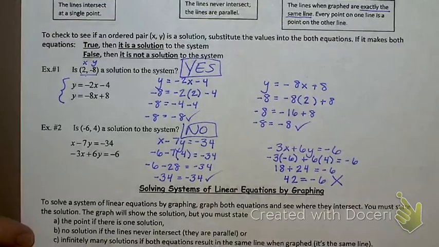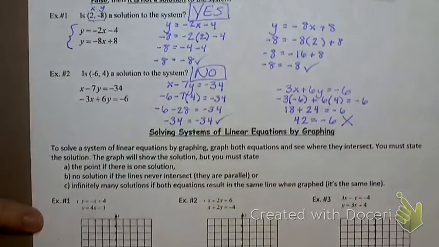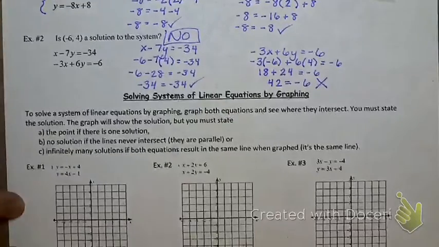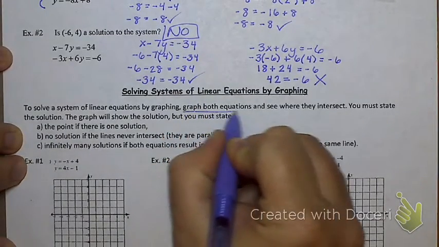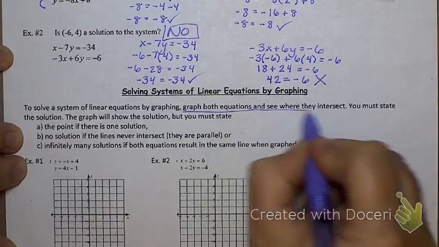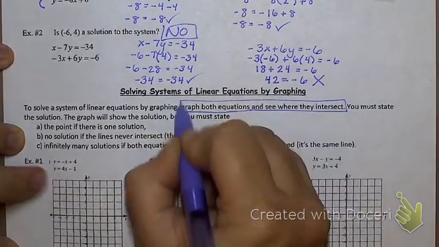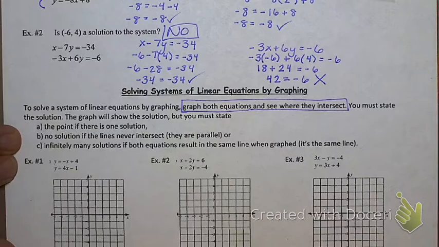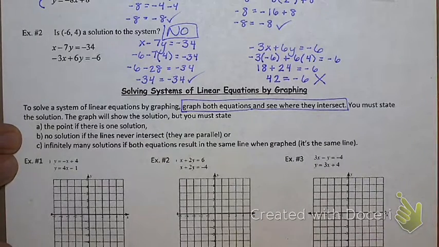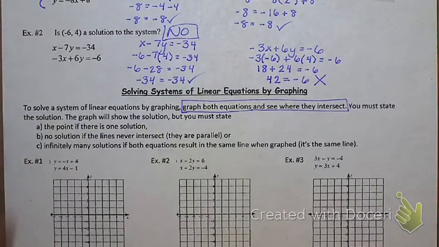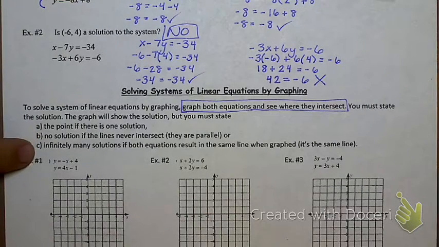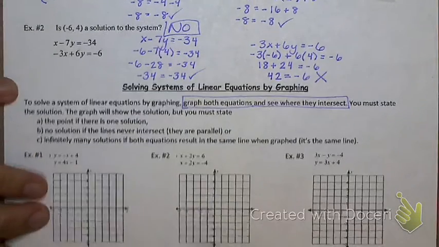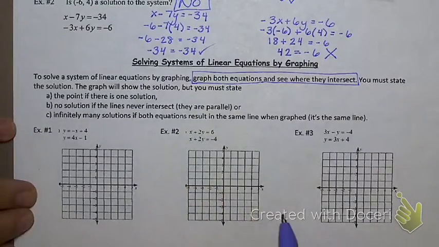Okay. Now we get into the graphing part. To solve a linear system by graphing, you graph both equations and see where they intersect. You must state the solution. The graph will show the solution, but you must state the point if there's one solution, or you write no solution if they never intersect, or you write infinitely many solutions. So the graph is only half of your answer. Okay? So, example number 1.